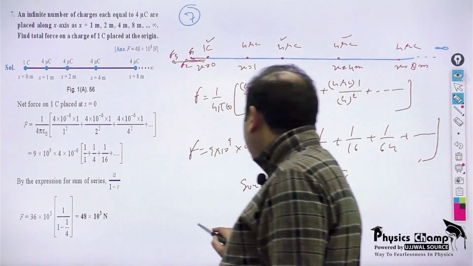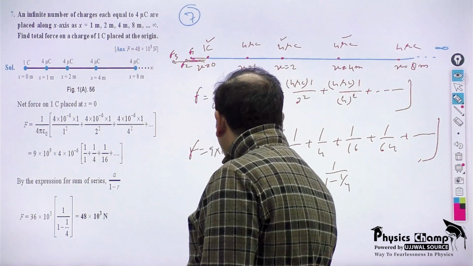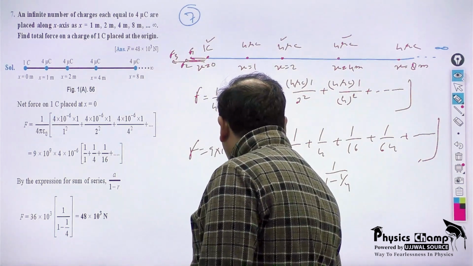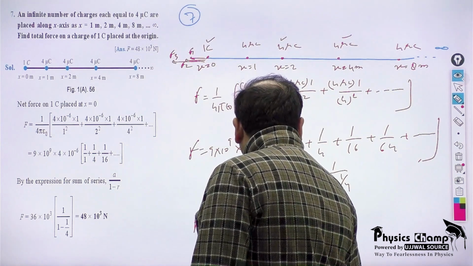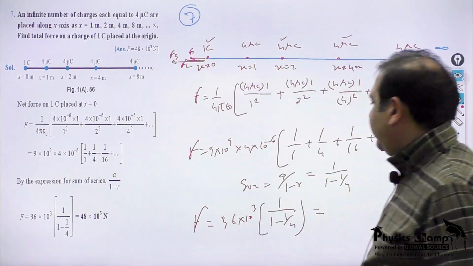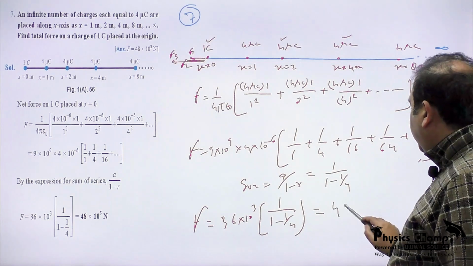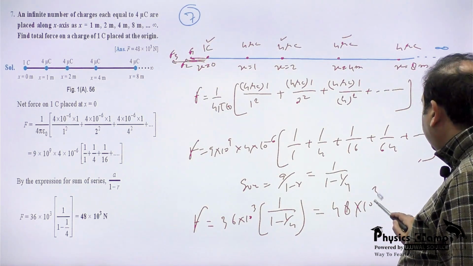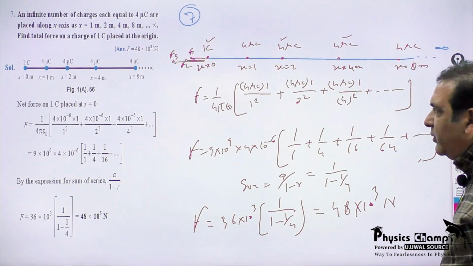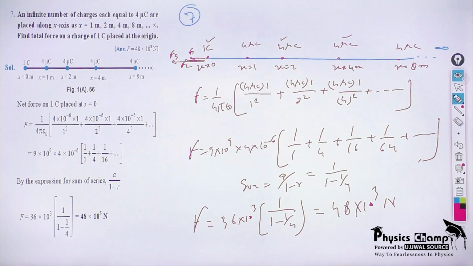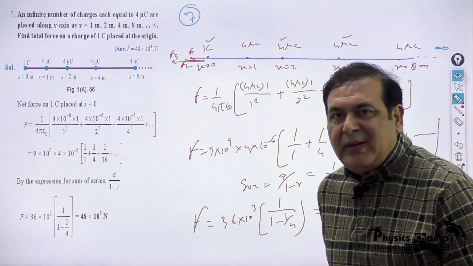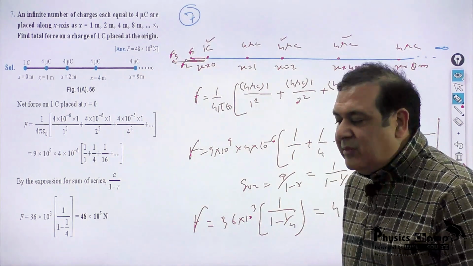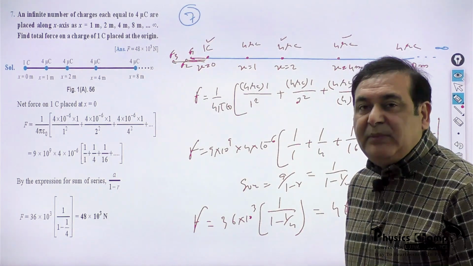So let's put in the net force formula here. So it is 36 into 10 to the power 3 into A by 1 minus 1 by 4. So you will get 48 into 10 to the power 3 Newton as the net force acting on the 1 coulomb charge placed at the origin. So it has again checked your concept of how you add a GP.